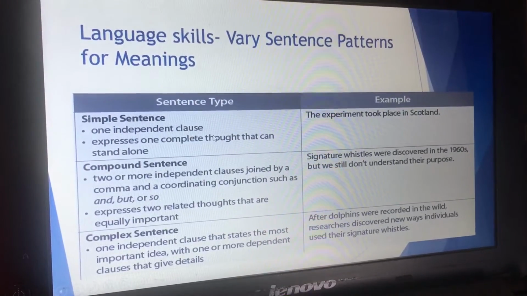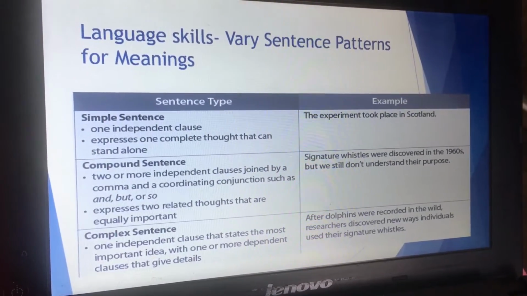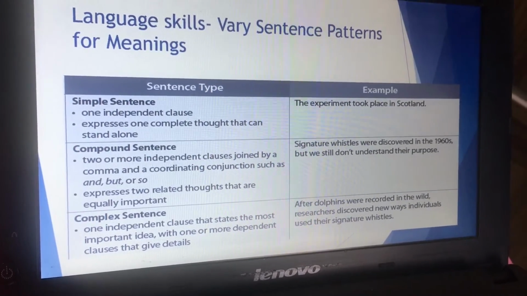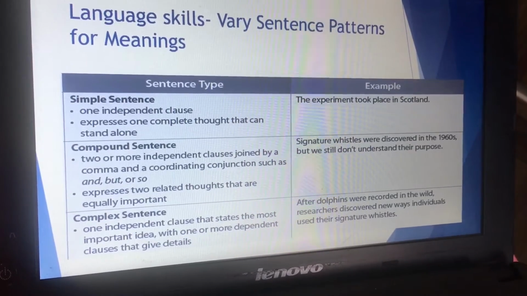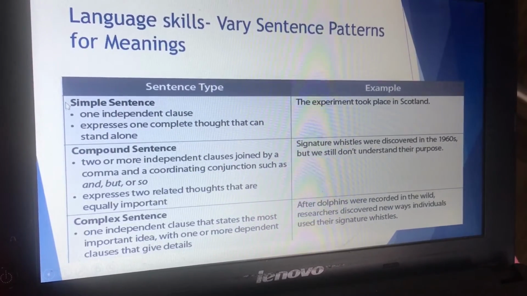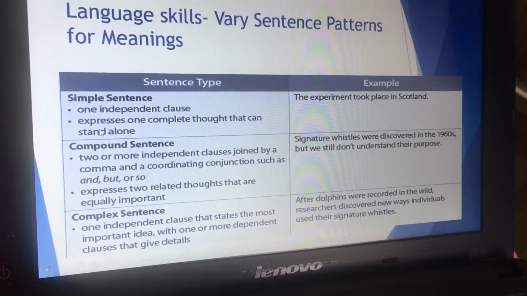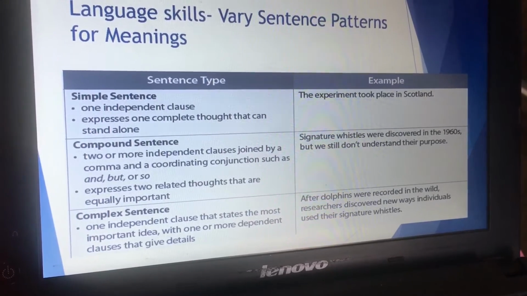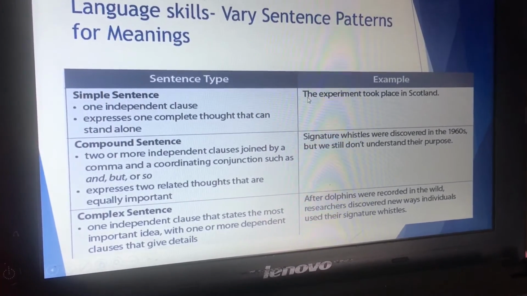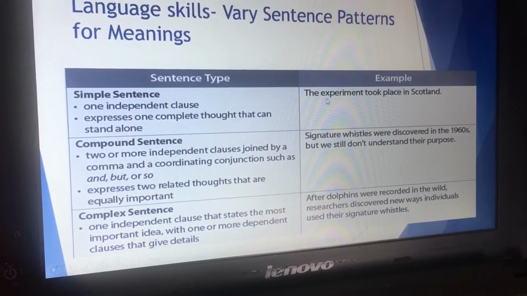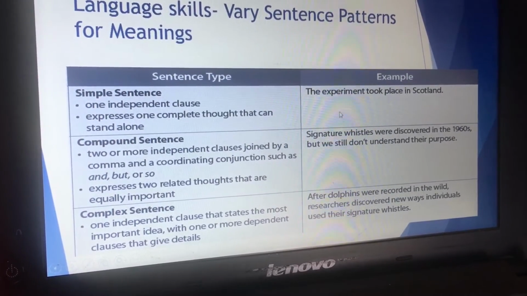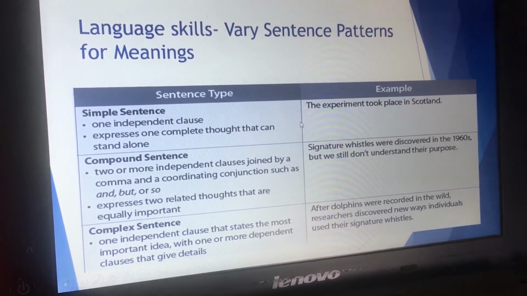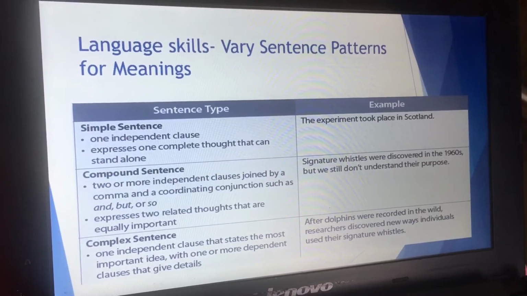Now, the sentence type, this is the way to differentiate between those three types. There is a fourth type, but we're going to talk about only these three now. The first type is a simple sentence, as we said before. It is mainly about one independent clause. It expresses one complete idea or thought that can stand alone by itself. Now the example here: the experiment took place in Scotland.